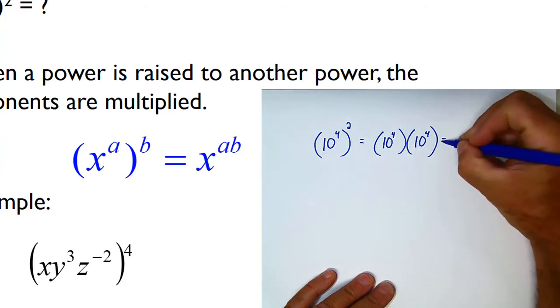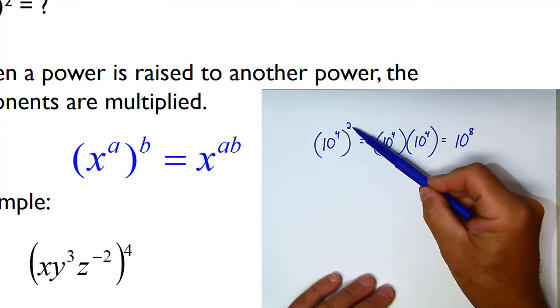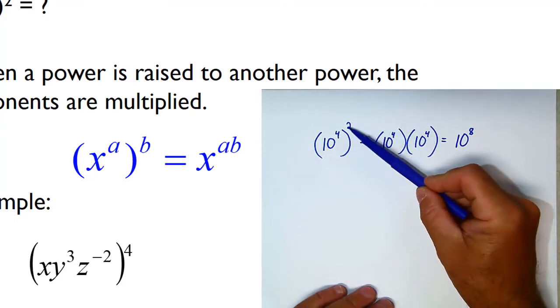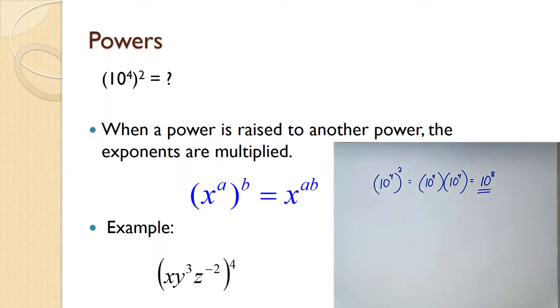We could add those up. That gives us 10 to the 8th. So a power to a power tells us how many groups of each power we have. We have 2 groups of 4. That leaves us with 10 to the 8th. And so we can generalize that and say when a power is raised to another power, the exponents get multiplied.